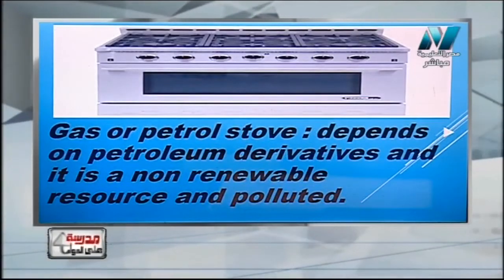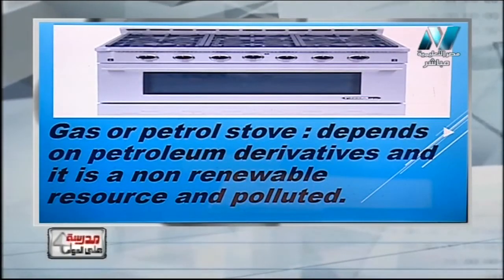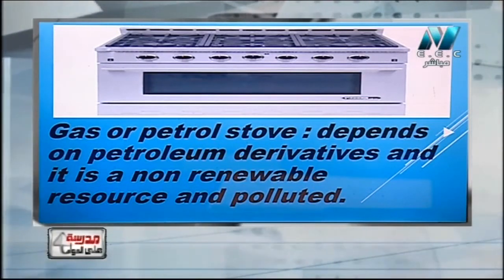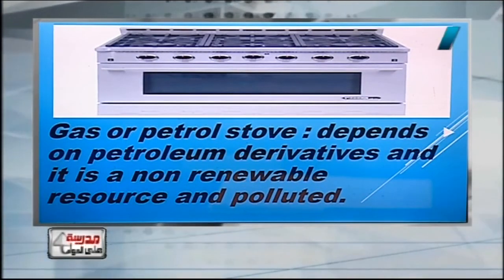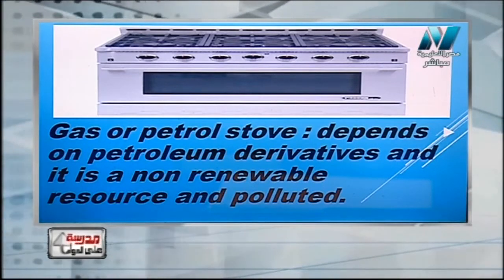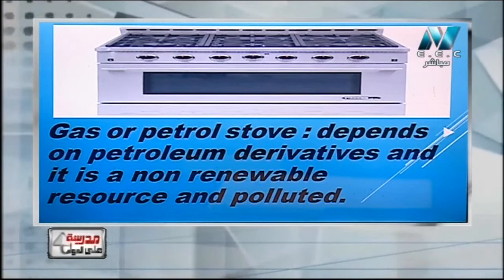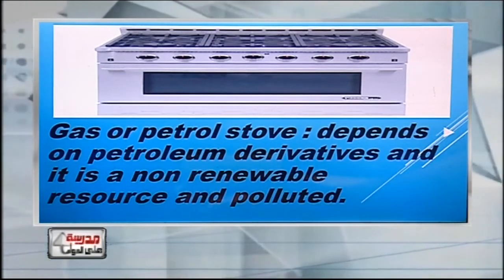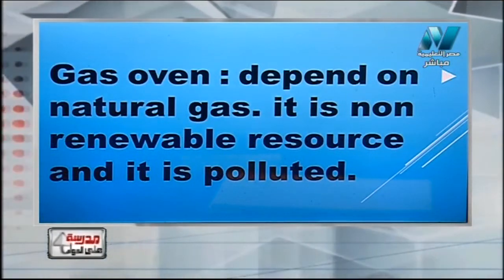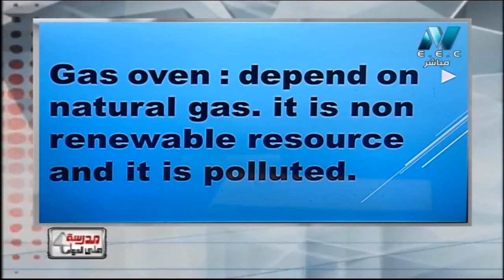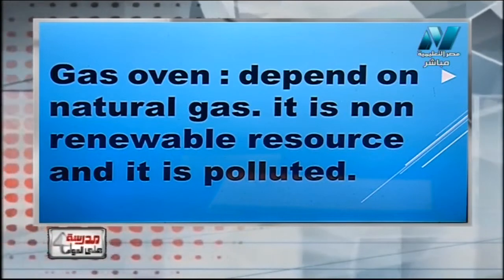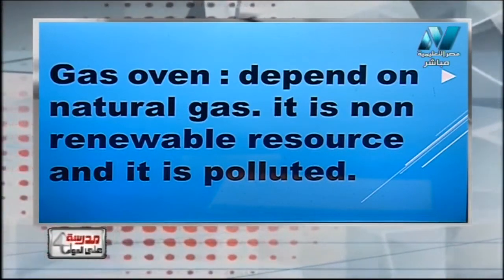Number 3: gas or petrol stoves that depend on petroleum derivatives, and they are non-renewable. One day they will vanish, and they are polluting. They pollute the air and environment. A gas oven depends on natural gas. It's good, it's clean, but also it is polluting, not 100% clean.